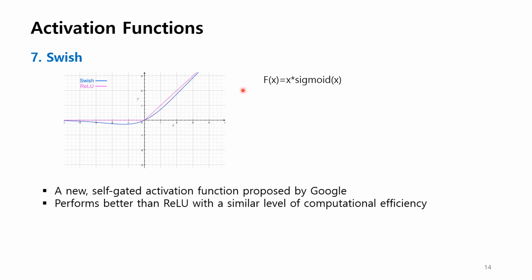Okay, and this is the formula of swish. Actually, it is x multiplied by sigmoid x. Okay, the formula is very simple, and this is the shape of swish. And it is again proposed by Google, and they say it performs better than ReLU, okay, with a similar level of computational efficiency. So they say this swish is better than ReLU, okay. This is because it is very new. We will see whether this swish is actually better than ReLU or not. Okay, so we will see.